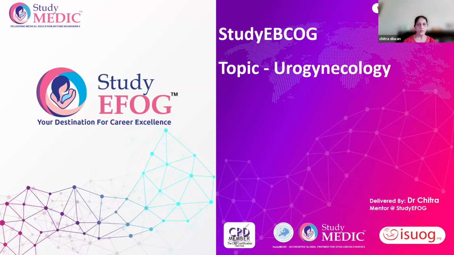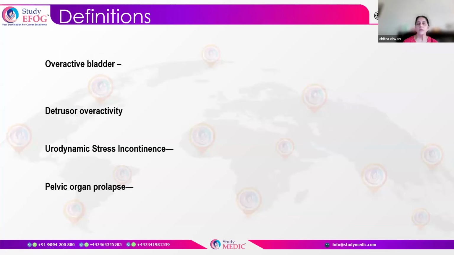And today in this video, we are going to see important points in urogynecology. Before we begin the study of urogynecology, we have to know a few definitions: overactive bladder, detrusor overactivity, urodynamic stress incontinence, and pelvic organ prolapse. These are the terms that you are going to be encountering very frequently.